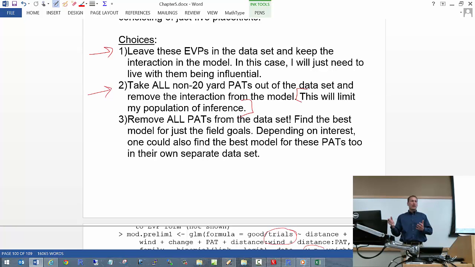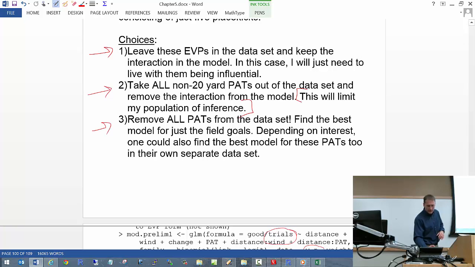But in the grand scheme of things, it's not a big deal for this situation because non-20-yard PATs don't happen that often. Think about if you were doing this model for a football coach. Would the football coach really care if you can't draw inferences to the non-20-yard PATs? Probably not. So that's choice number 2.